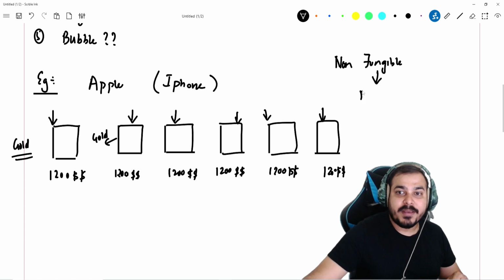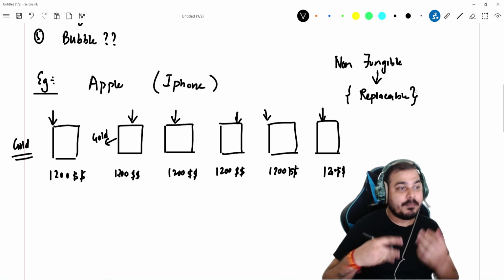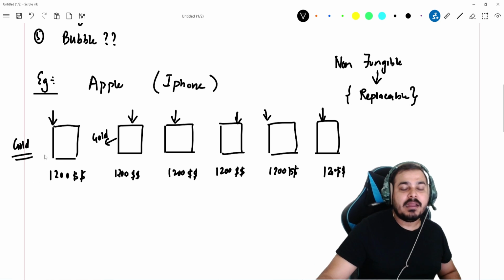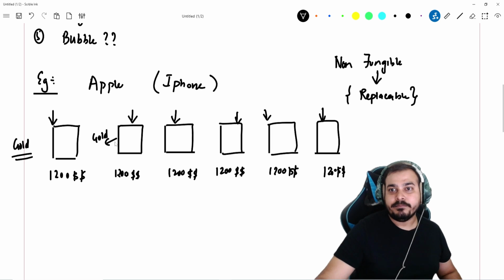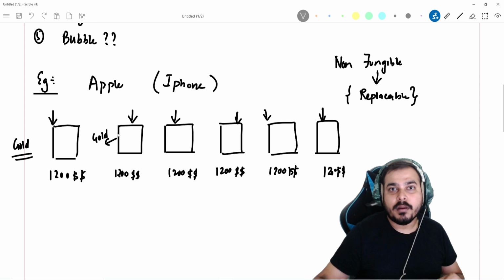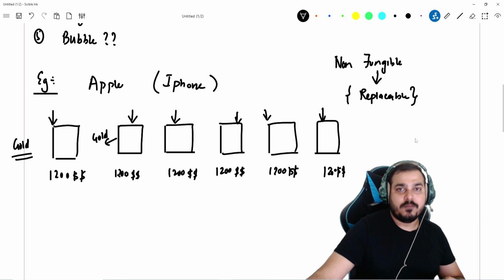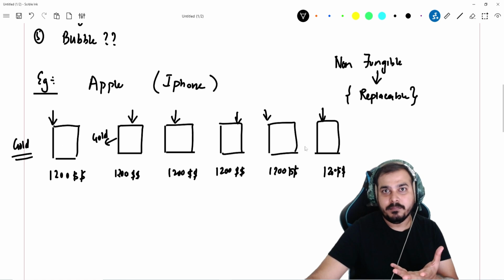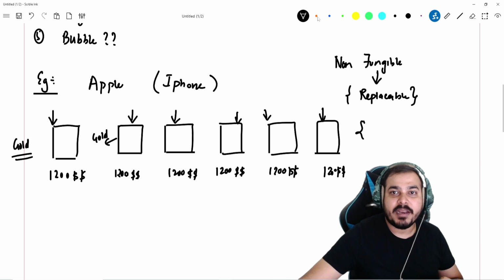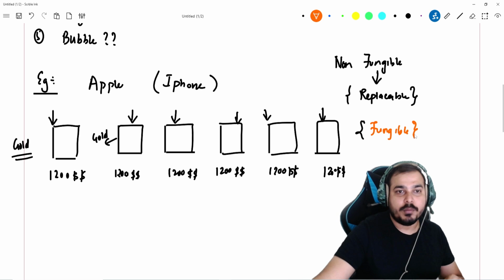Fungible basically means replaceable. When I say replaceable, that basically means if I have one gold iPhone, obviously Apple can produce another iPhone of gold color, or with a gold back case. So they can have any number of phones. That basically means this particular item is fungible. Fungible basically means they are replaceable. Apple can produce so many phones.